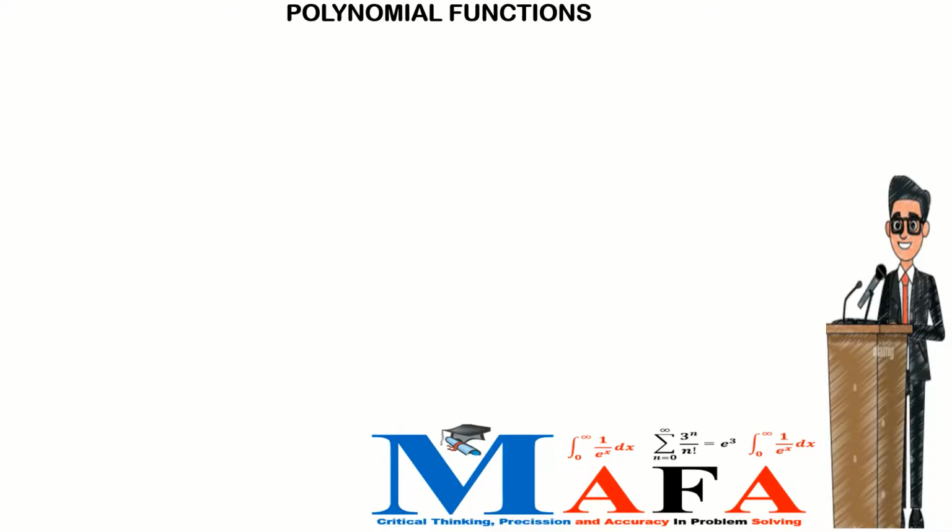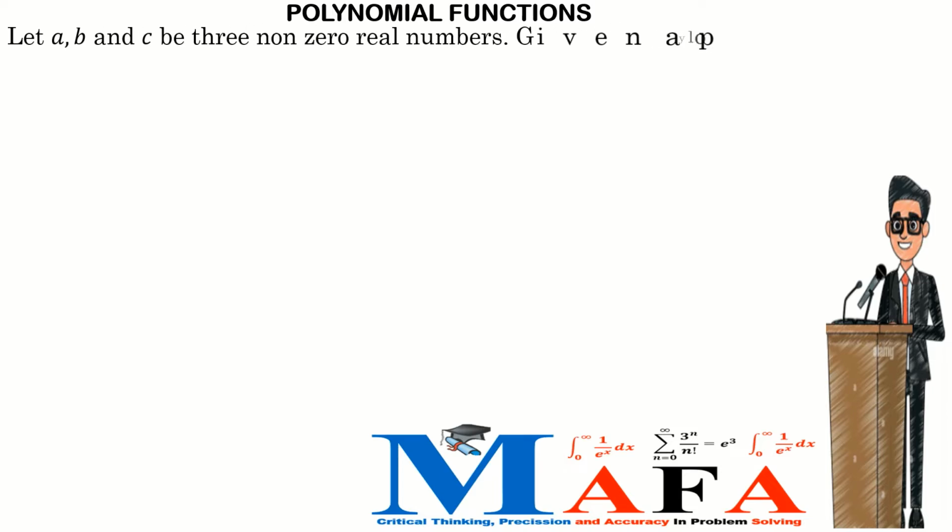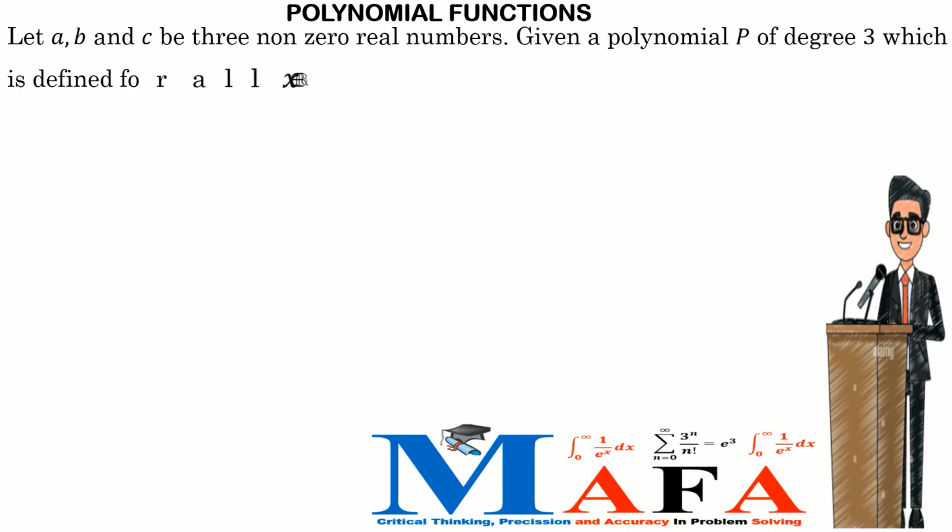Hi guys, in this video we are going to be looking at a problem on polynomial functions. The question reads: let a, b and c be three non-zero real numbers. Given a polynomial p of degree 3 which is defined for all x in the set of real numbers by p of x equal to x minus a times x minus b times x minus c.